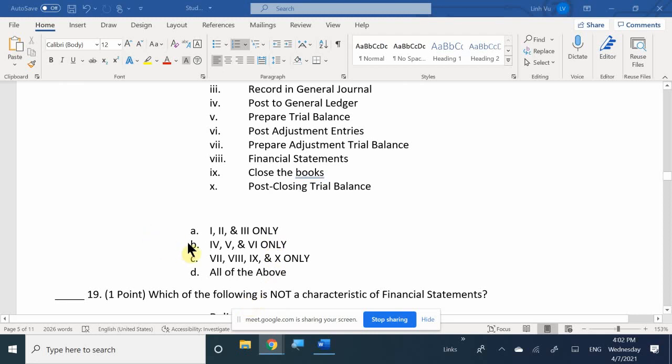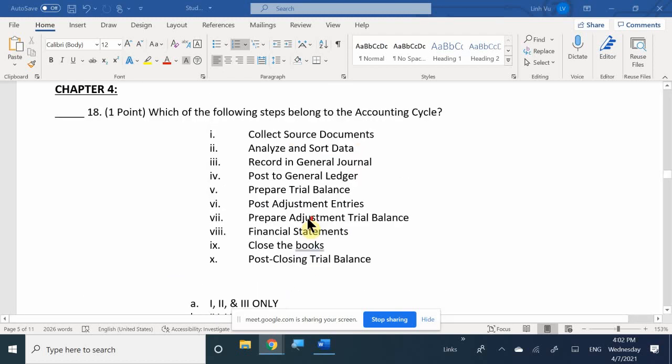It's not just 1, 2, and 3. It's not just 4, 5, and 6, and it's definitely not 7, 8, 9, and 10. It is all of them. They all belong to the accounting cycle.